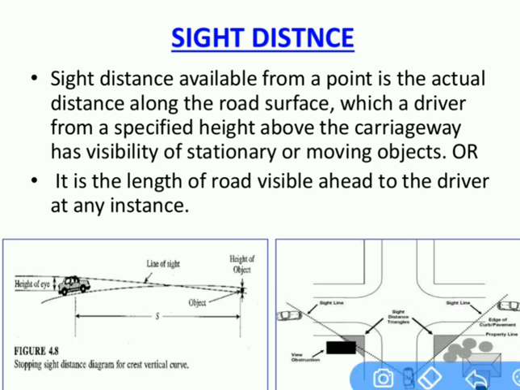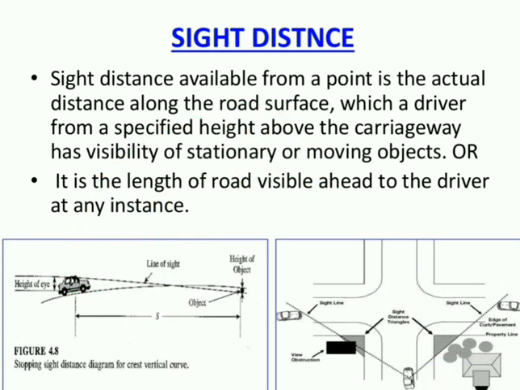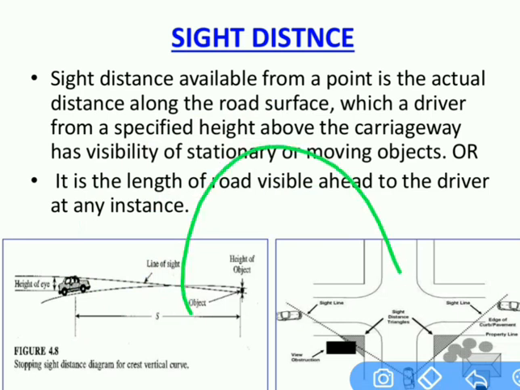See here, sight distance we can tell for three cases. For example, if we have a curve, then here we have an object, and this is the sight distance on the road. Next, maybe for a vertical curve, here we have a vehicle, and one object, so this is the sight distance.